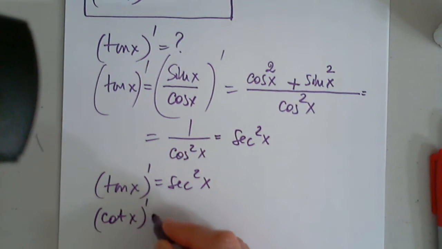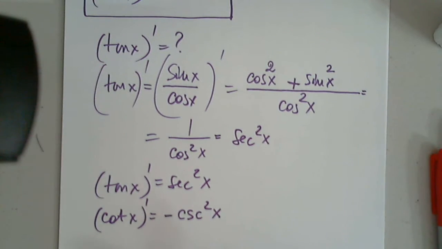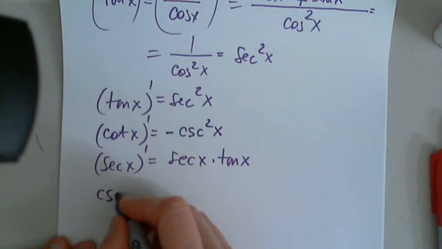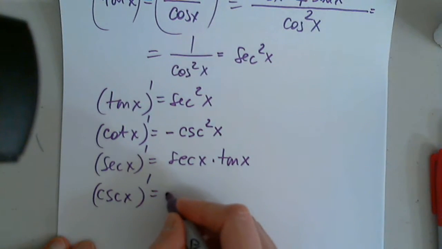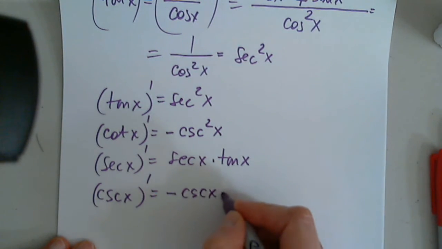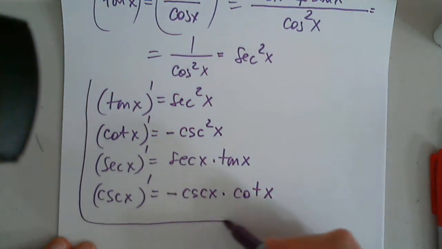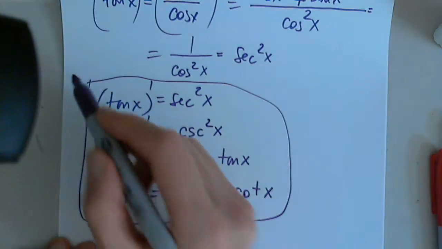Cotangent prime is negative cosecant squared. We can prove the other ones if you want. Secant prime is secant times tangent. And cosecant prime is negative cosecant cotangent. To be remembered.